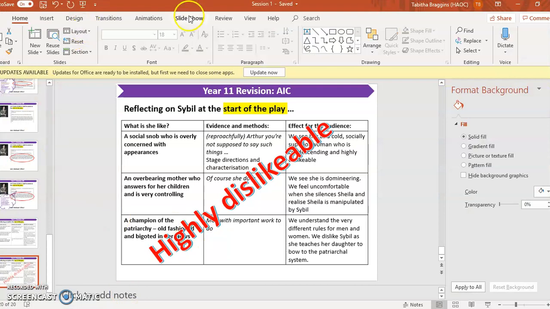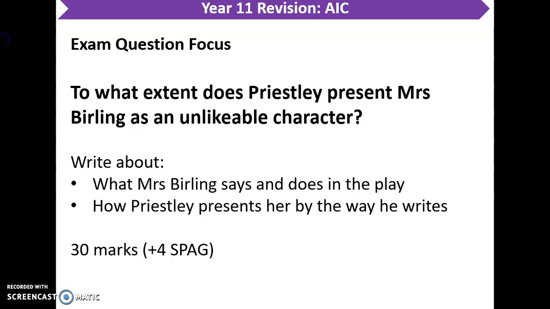So we are going to explore a question that is very typical of what the exam board may throw at you. So this is the question we are going to look at. To what extent does Priestley present Mrs Birling as an unlikable character? Write about what she says and does in the play and how Priestley presents her in the way that he writes. So this will always be a 30-mark question for your content plus 4 marks for your spelling, punctuation and grammar.